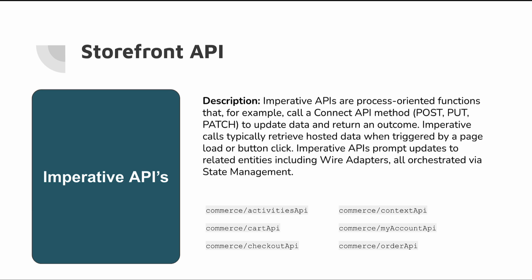Now, as the description mentions here, this is all orchestrated for you. It includes updating some of the wire adapters, and it's orchestrated by that state management that comes with Commerce Cloud. And I've given a couple of examples of some of these imperative APIs down below, but let's actually hop over into the documentation.